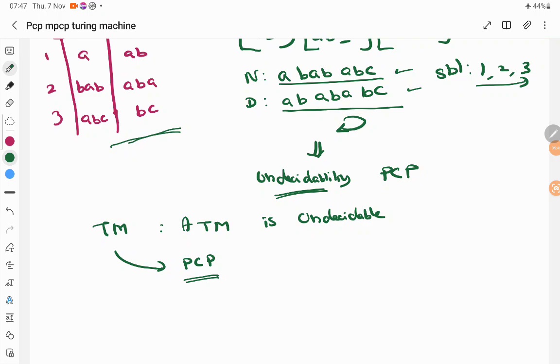But we cannot directly convert a Turing machine problem to a PCP problem, so we are going to convert it into a modified version of PCP. The modified version of PCP is very simple. The first domino, the first element, should be a matching domino. In this problem we use the symbol # to start the process. That is the difference between PCP and MPCP.